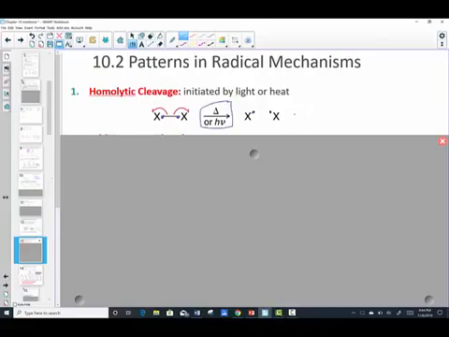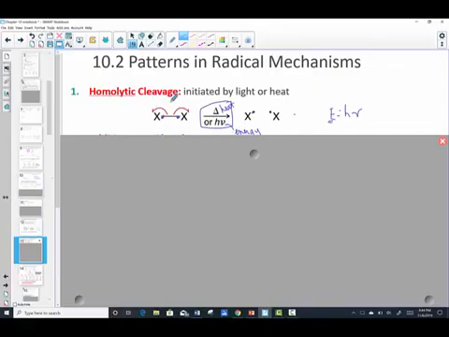Emphasize that this must occur with some sort of initiation. The heat, or hν, is energy from thermodynamics. Energy is equal to Planck's constant times the frequency. So hν is how you'll see energy written there. So you need a little zap of energy.